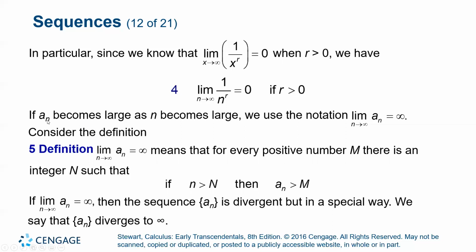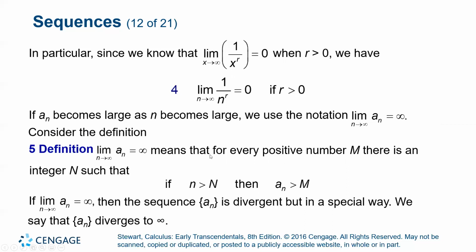Okay, now if a sub n becomes large as n becomes large, we use the notation, the limit of a sub n equals infinity. Literally meaning if a sub n continues to grow and grow and grow, then we would say the limit of that sequence is infinity.